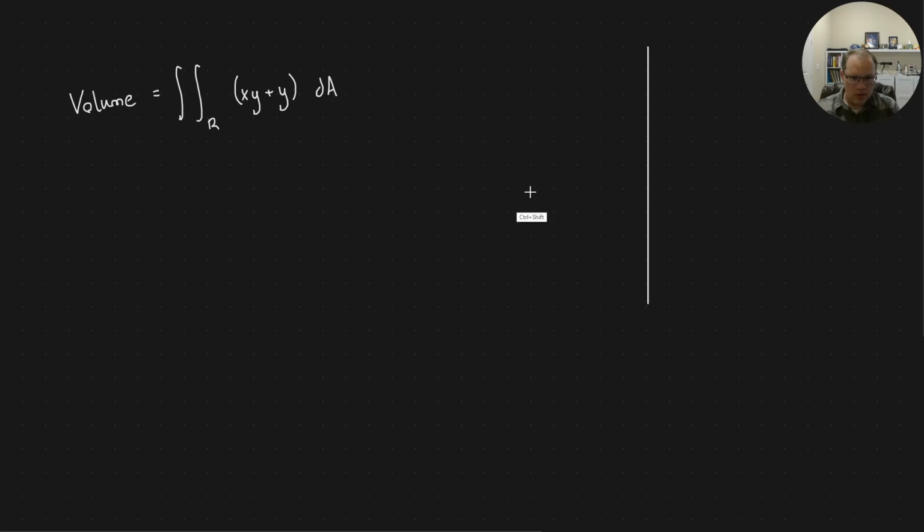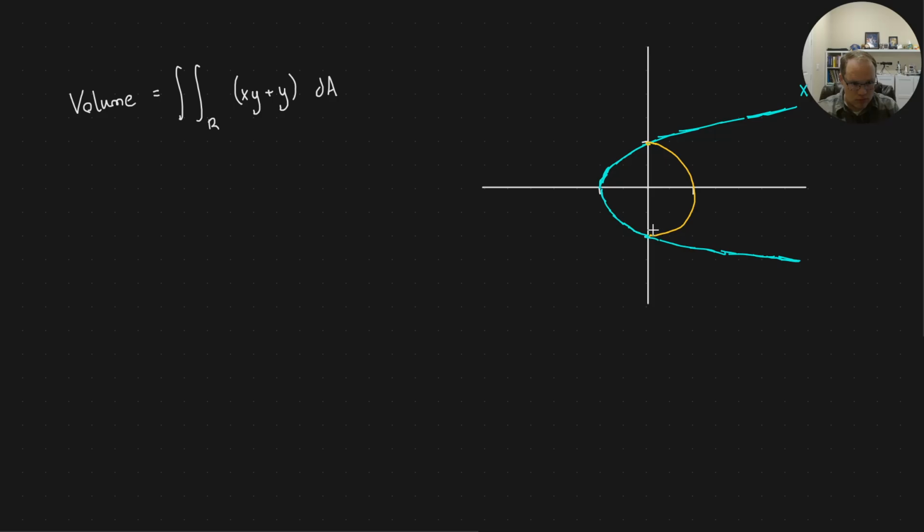Let's just recreate our region very quickly. So we had the parabola, and that was x equals y squared minus 1. And we had the half circle, that was x equals the square root of 1 minus y squared. So we just integrated first with respect to x, then with respect to y. Let's see what happens if we set up the integral the other way around. What if we integrate first with respect to y, then with respect to x? I just want to show you what this looks like.